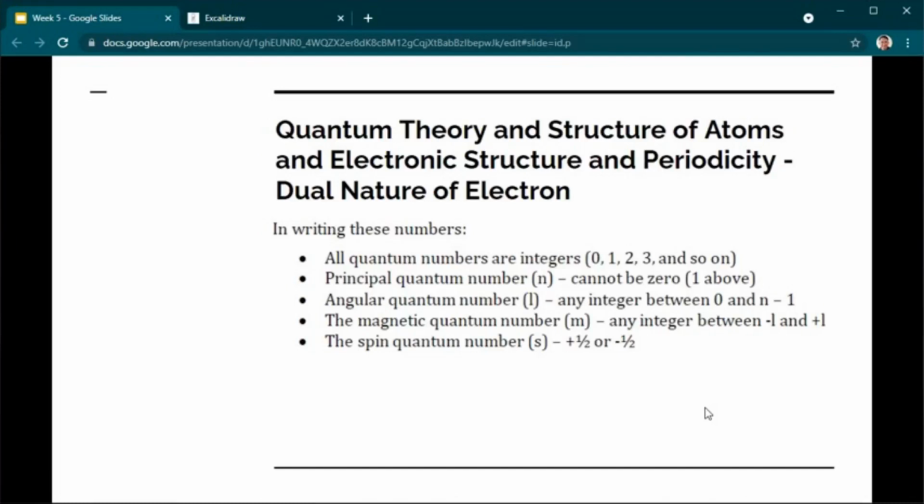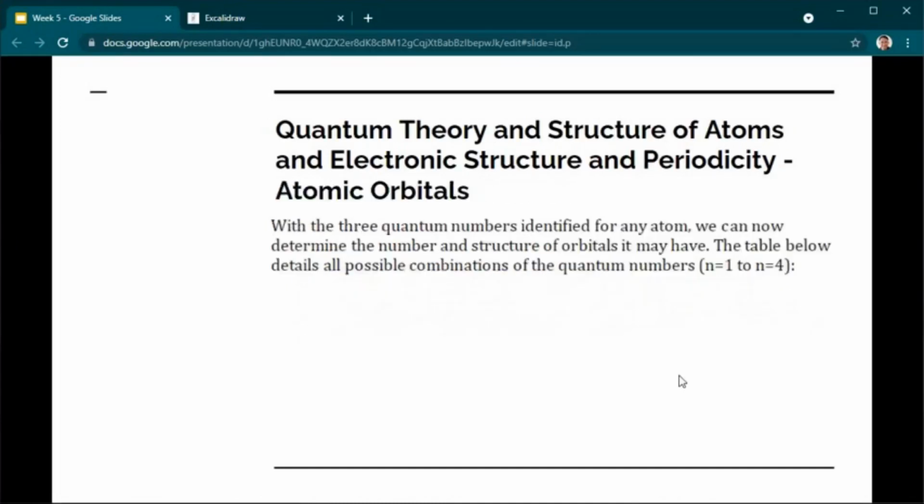Next, the angular quantum number is any integer between 0 and n minus 1. Okay? Remember this, n minus 1. The magnetic quantum number, which is m, is any integer between negative l and positive l. Okay, we will discuss more about this later. And spin quantum number is either positive 1/2 or negative 1/2 depending on the direction. Clockwise, counterclockwise. Next.